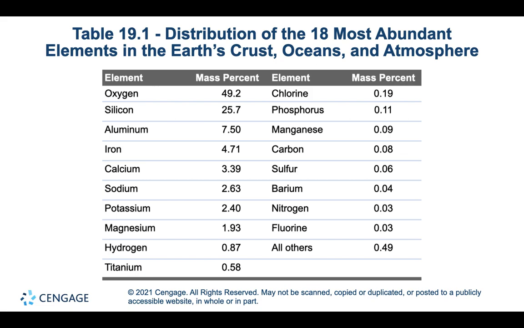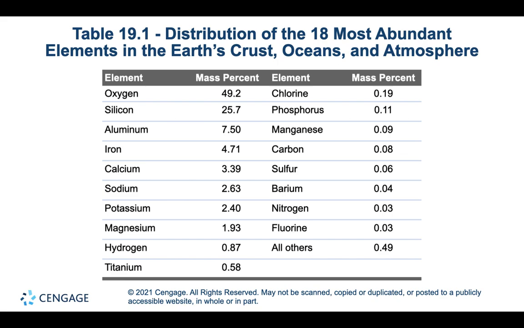If we look at where the elements are found on Earth, oxygen is actually by mass the most abundant element in the crust, oceans, and atmosphere. We find it in the oceans in the form of H2O. We find it in the crust in both main types of rocks. The silicates and the carbonates both contain oxygen. We find it in the atmosphere as 21% of the air. O2 is 21% of the atmosphere. So oxygen is the most abundant element.